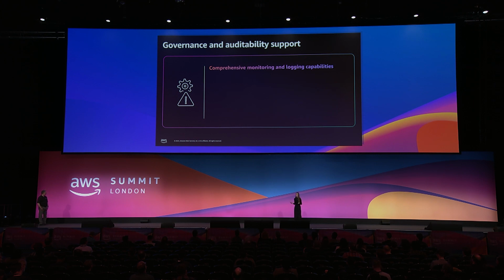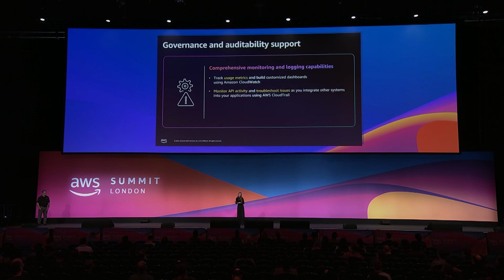And then let's have a look at governance and auditability supports. So AWS is going to export metrics to Amazon CloudWatch and AWS CloudTrail. And these are going to end up in your AWS account. So they're not going to be logged in the Amazon Bedrock service or sent anywhere else.